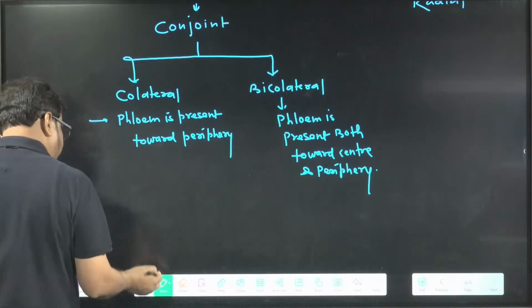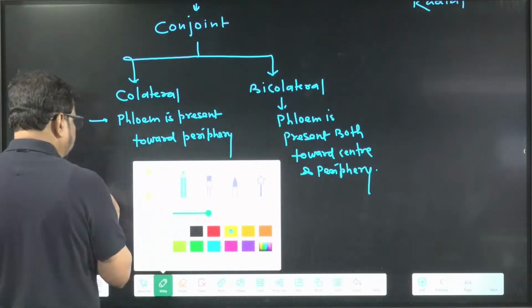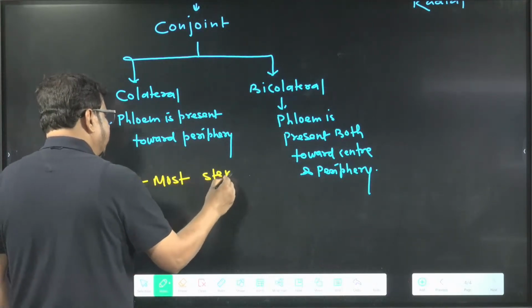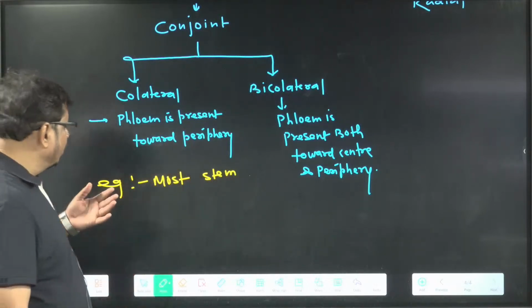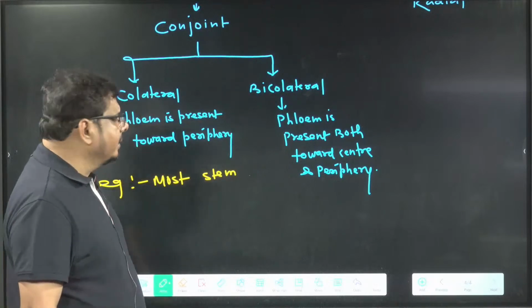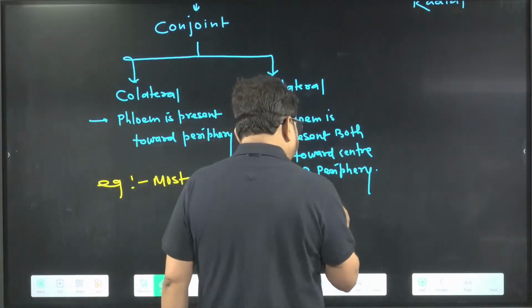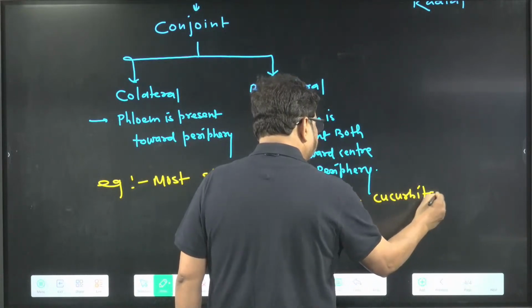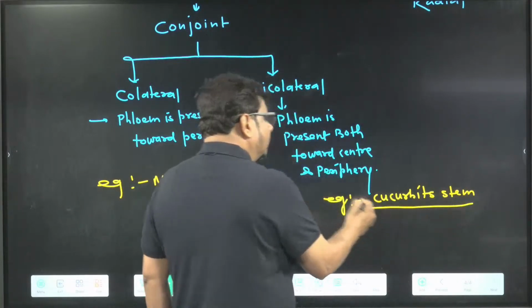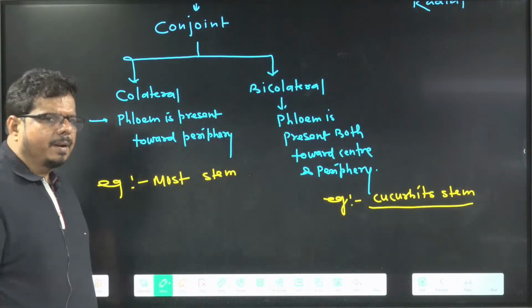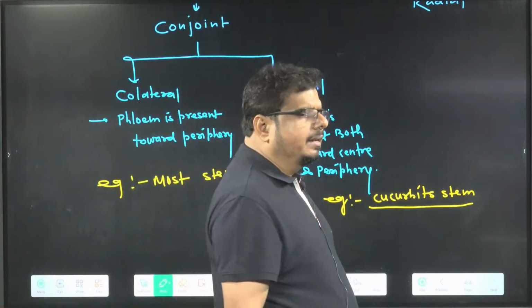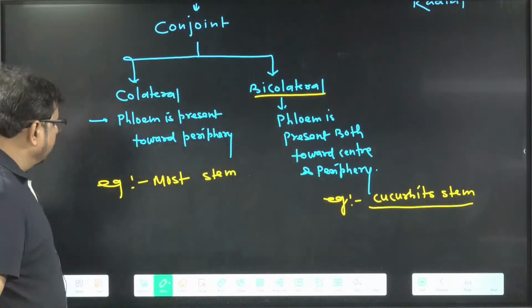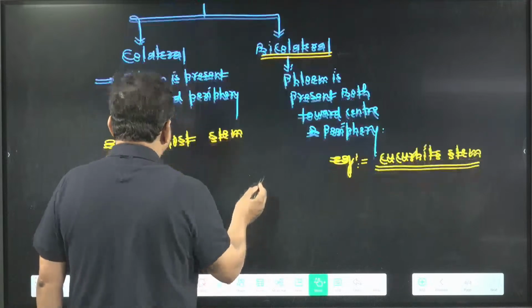So collateral example is most stem. Means most of the plant. In most of the plant, stem is what? Collateral type. Bicollateral example I am writing here is cucurbit stem. Gourd family plant stem. Pumpkin, watermelon, cucumber stem have which kind of condition? Bicollateral condition of arrangement.